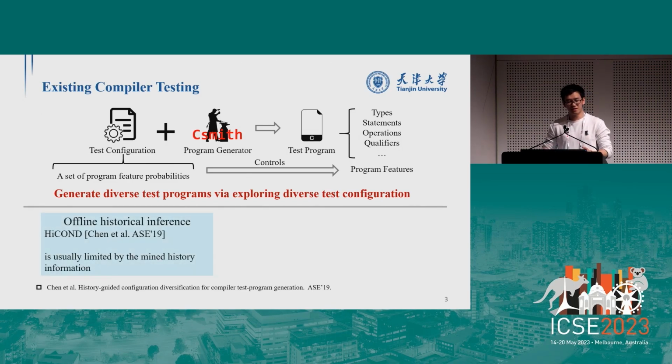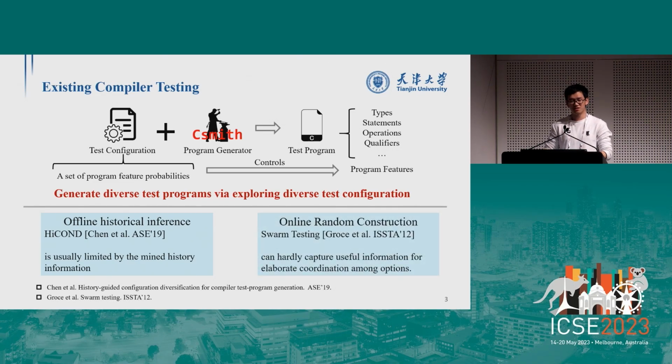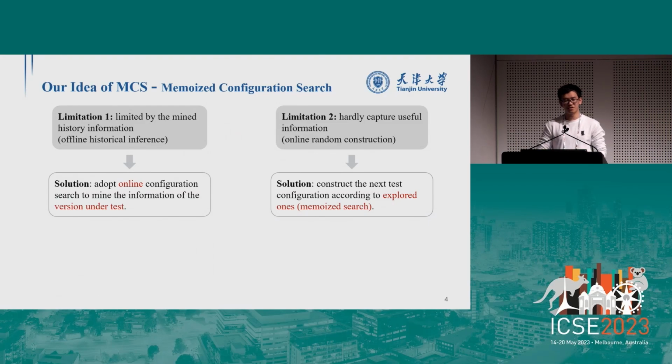Some of the existing approaches infer a set of test configurations from the historical data in an offline way, while the effectiveness is usually limited by the limited history information. Some approaches randomly construct the test configuration during the online search process, while they can hardly capture the useful information for elaborate coordination among options. To relieve the above limitations, we propose our approach, MCS.